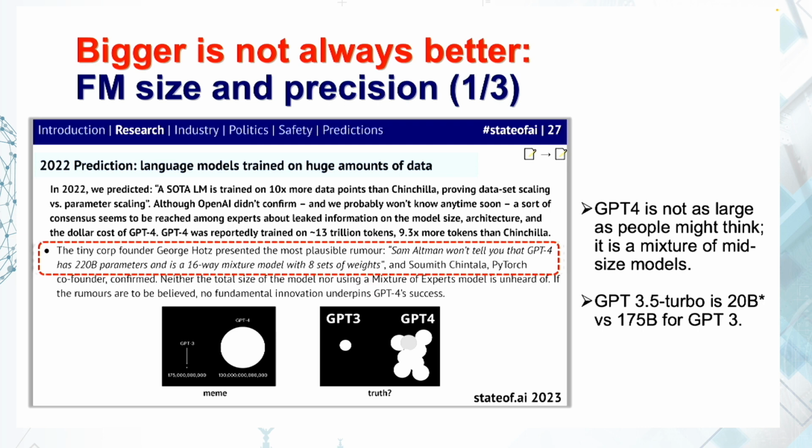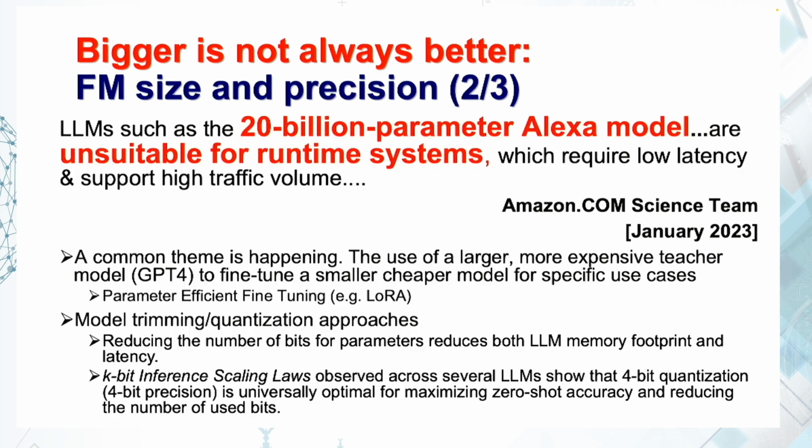Even when you look at it, a lot of times OpenAI would create a GPT and then create a turbo GPT, and the whole idea of the turbo is to shrink the GPT. GPT-3 was 175 billion and 3.5 turbo was 20 billion. Then even when you look at the advice that Amazon gives to their customers, Amazon has a 20 billion parameter model. Amazon does not go around and say, we have a 20 billion parameter model, please use it. No, they say, please do not use our 20 billion parameter model in production.